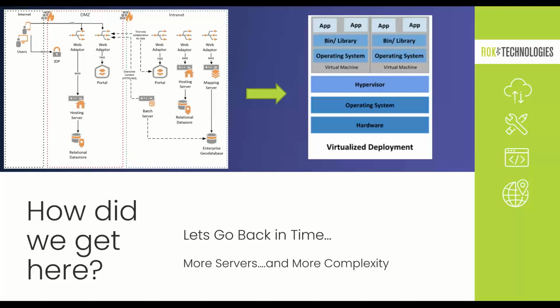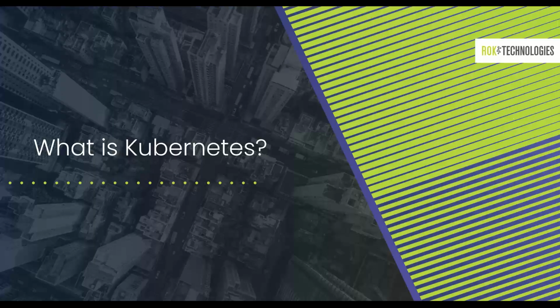So that's how we got here. That's where we are now. What does the future hold for ArcGIS Enterprise deployments going forward? I'm glad you asked, everyone. Yes, you did guess correctly. Part of that future is Kubernetes. And this would be a really good time to actually tell you what Kubernetes is. And for that, I'm going to hand it over to Brian.